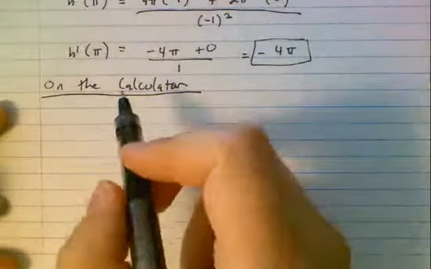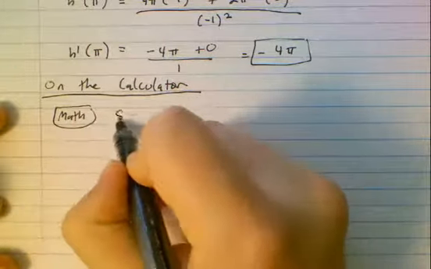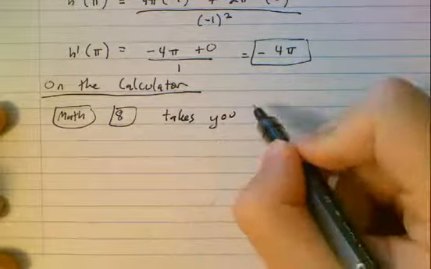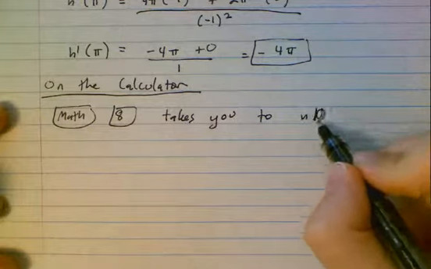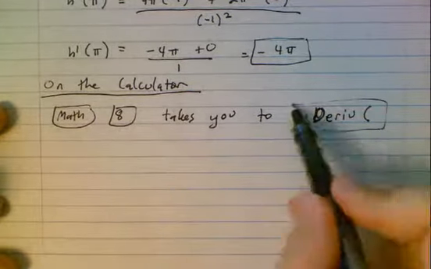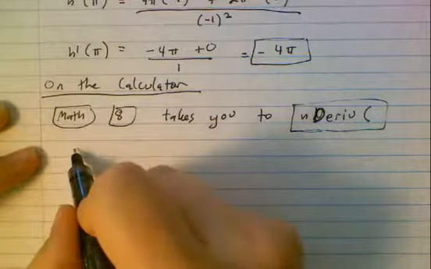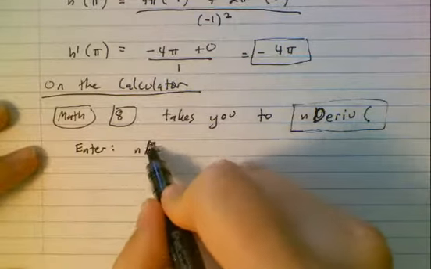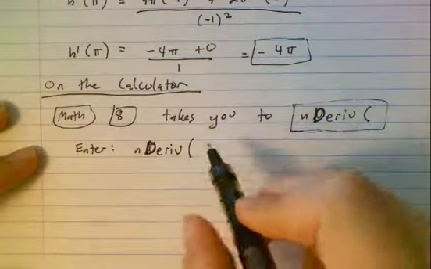to find the numerical derivative, you're going to go to Math, 8, which takes you to the command nDeriv. So you're looking for that. And here's what the entry is going to look like. You're going to have nDeriv. I'm just going to open parentheses for you.